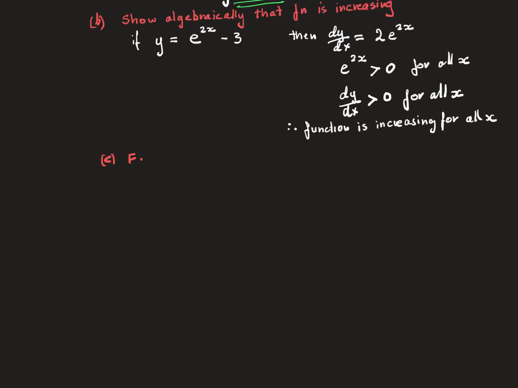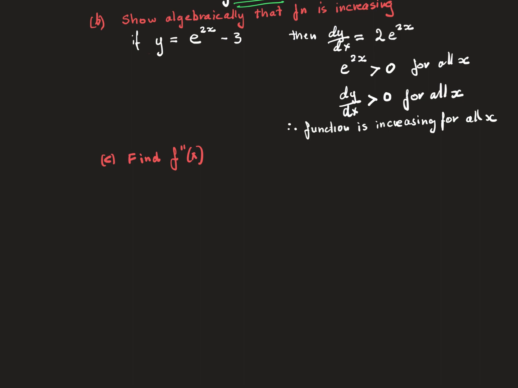Now, there are two parts to this. One of them is just to find the second derivative of this function, and the other one is to explain why f(x) is concave up for all x. Let's just work on that one first.